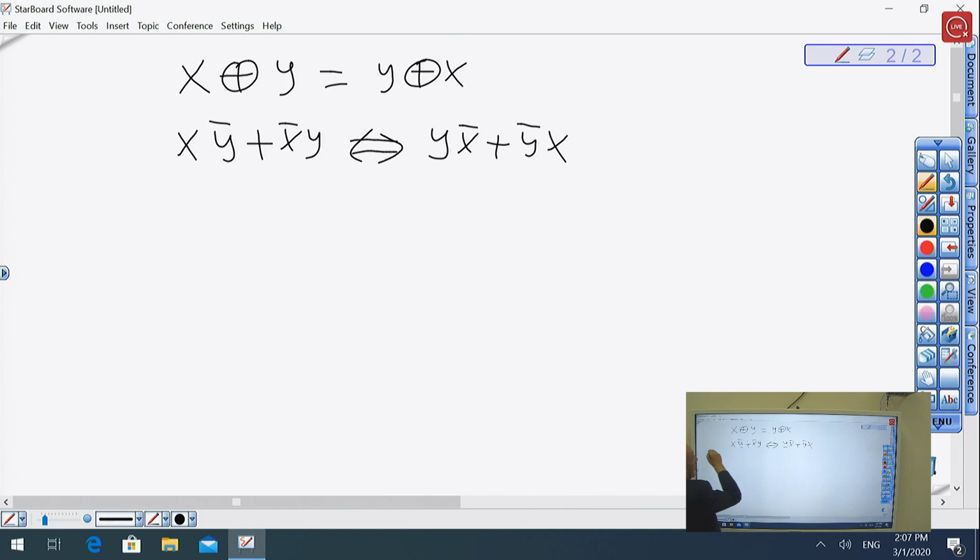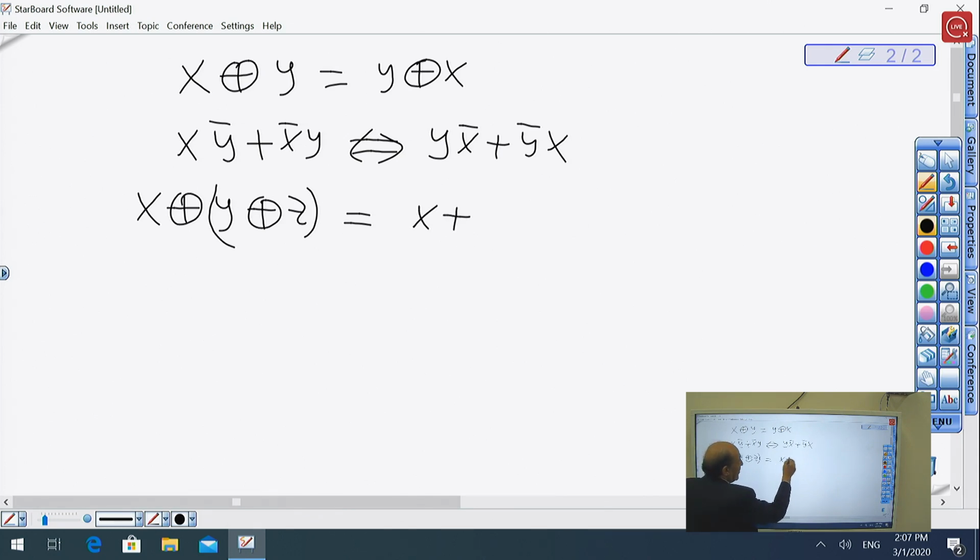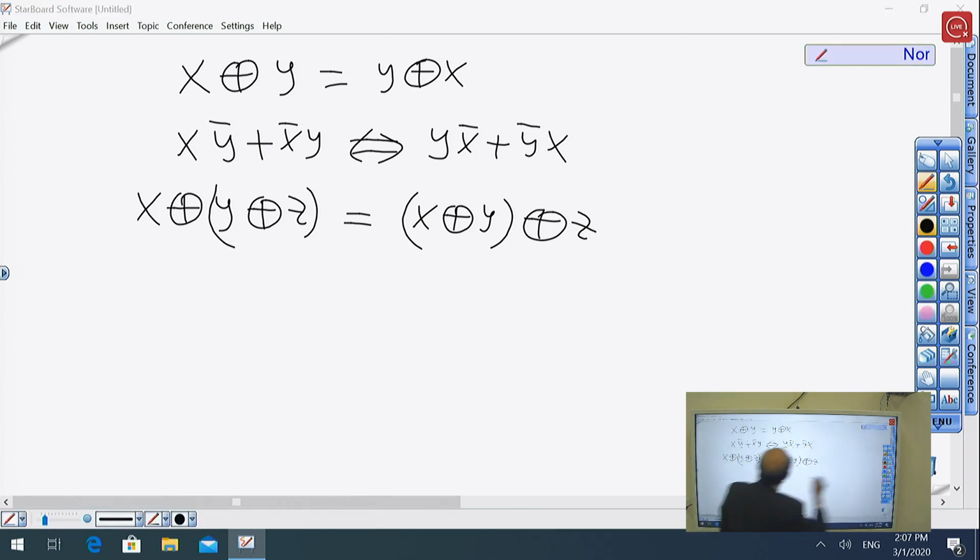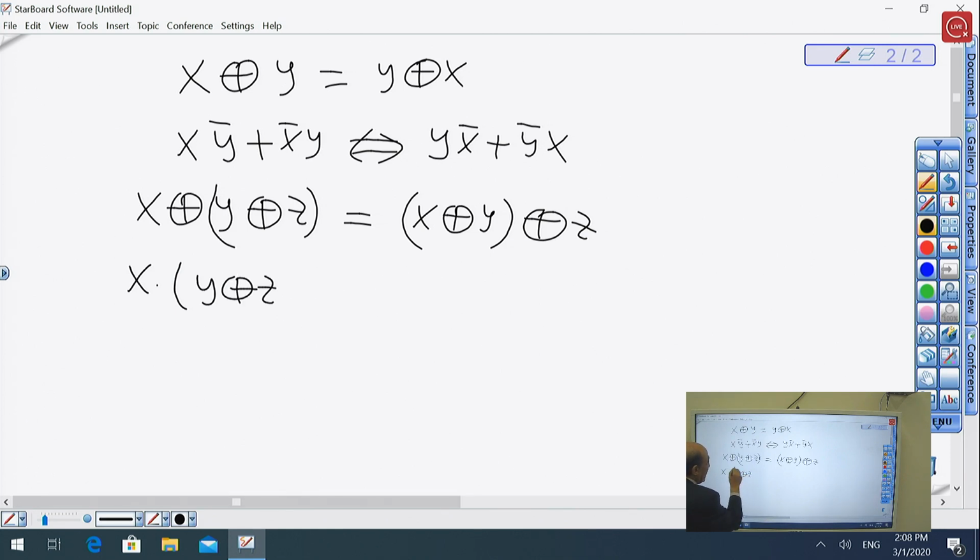And X exclusive OR Y, altogether exclusive OR Z, is equal to X exclusive OR Y altogether exclusive OR Z. You can open the left side and the right side. I'll write the first steps for you. X ANDed with Y exclusive OR Z, or not X ANDed with Y exclusive OR Z.